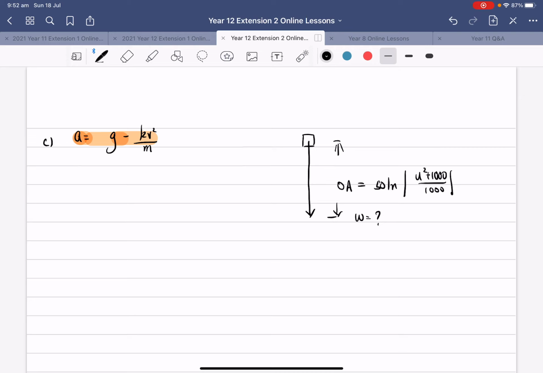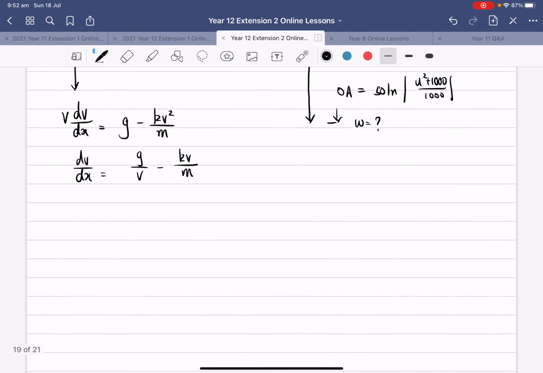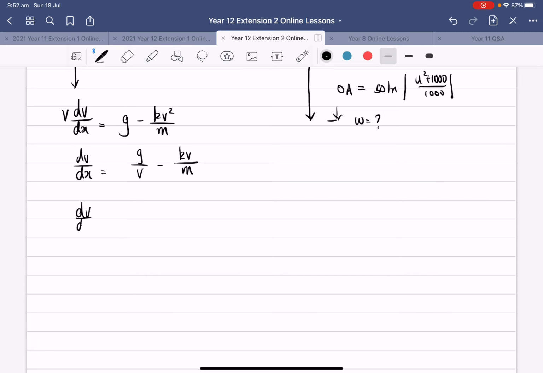We need to know what w is equal to at this point. So what we need to do is we need the vx equation from here. So velocity and displacement equation. So v dv over dx is equal to g minus kv squared over m. All right, so it's the usual process like previously. So get to this point, and then we need to integrate, okay? Right, so dv over dx, gm minus kv squared over mv, dx over dv is mv over gm minus kv squared.